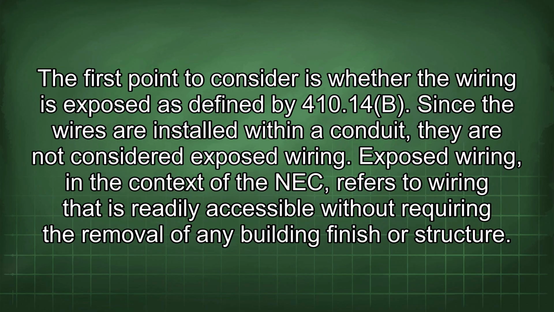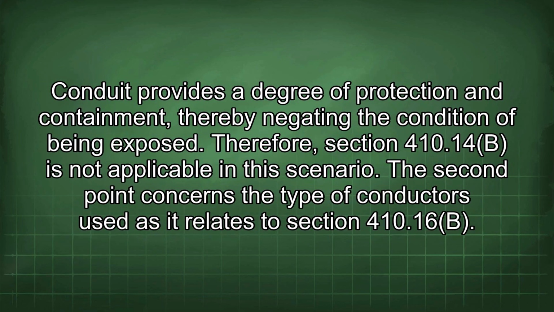First point to consider is whether the wiring is exposed as defined by 410.14(B). Since the wires are installed within a conduit, they are not considered exposed wiring. Exposed wiring, in the context of the NEC, refers to wiring that is readily accessible without requiring the removal of any building finish or structure. Conduit provides a degree of protection and containment, thereby negating the condition of being exposed. Therefore, Section 410.14(B) is not applicable in this scenario.